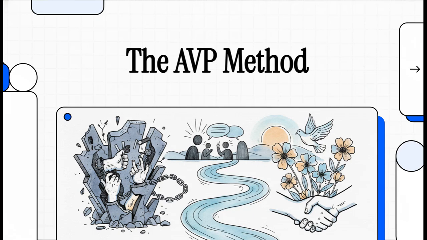Today, we're going to break down a really powerful set of tools that were developed in one of the most violent places you can imagine, and we're going to see how we can actually use them in our own lives. This is your practical guide to the Alternatives to Violence Project, or AVP for short.